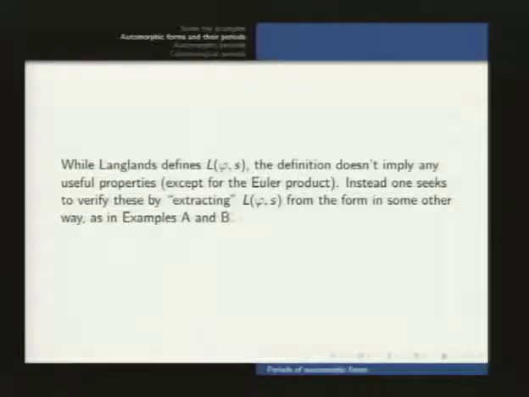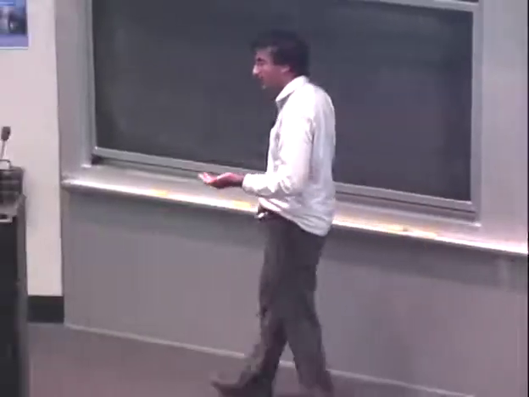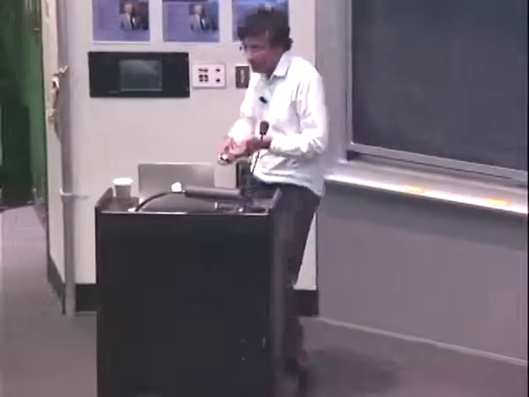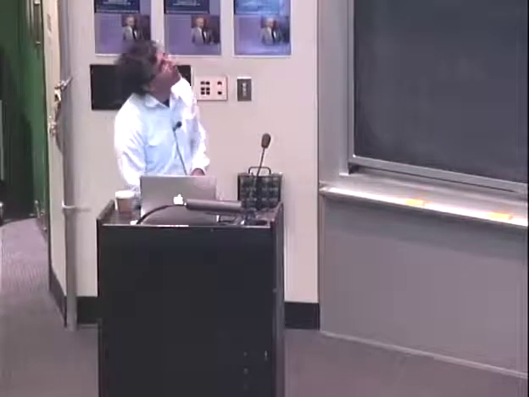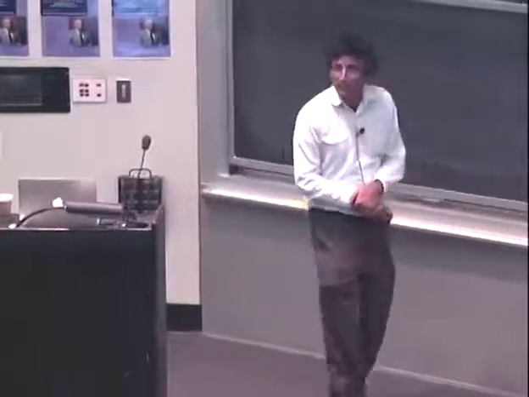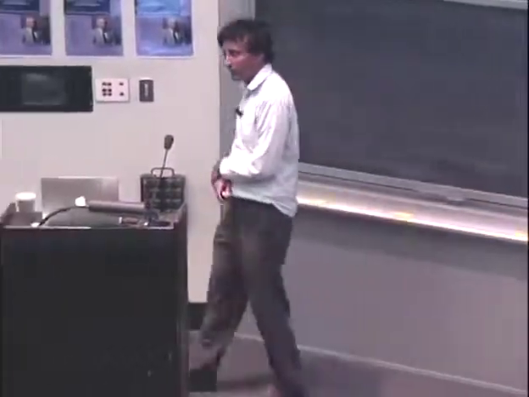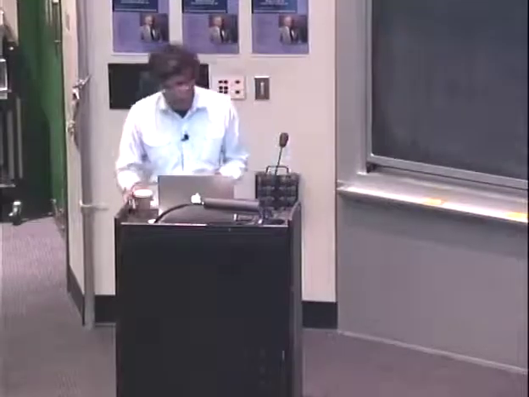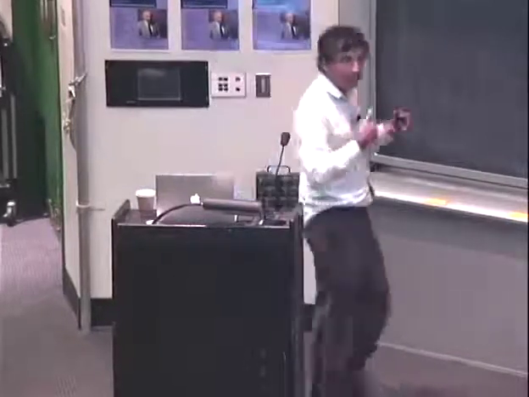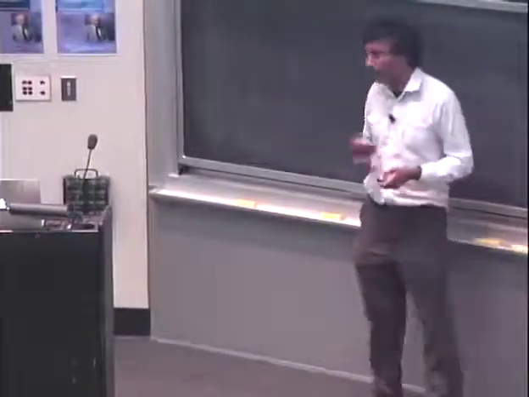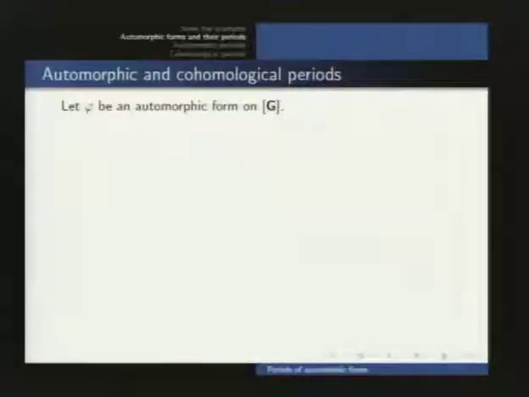Okay, so he writes down the series, but just looking at that series, you can't see any good properties. Okay, you can't see that it has an analytic continuation or a functional equation, or the series is, in most cases, except very, very simple ones, totally useless. So the only way to try to understand anything about it is to extract this L function from the form in some more direct way. And what I mean by that is something like in examples A and B, where you're going to maybe integrate the form over something and extract something nice.